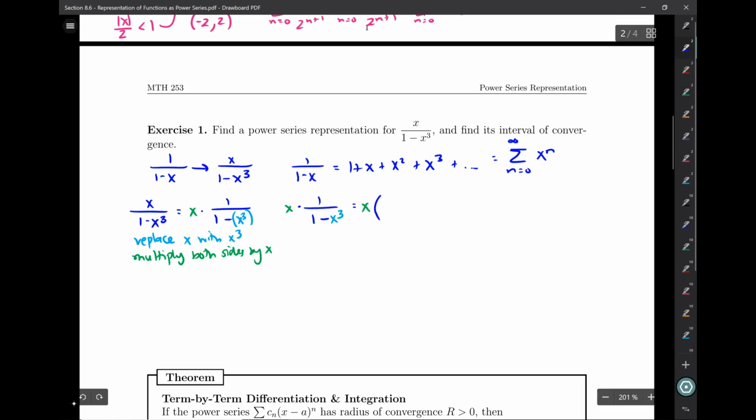So I'm essentially multiplying this by x, and I'm going to do it here as well. And then what we're going to have is, on the inside, we're going to now replace all the x's with x cubes.